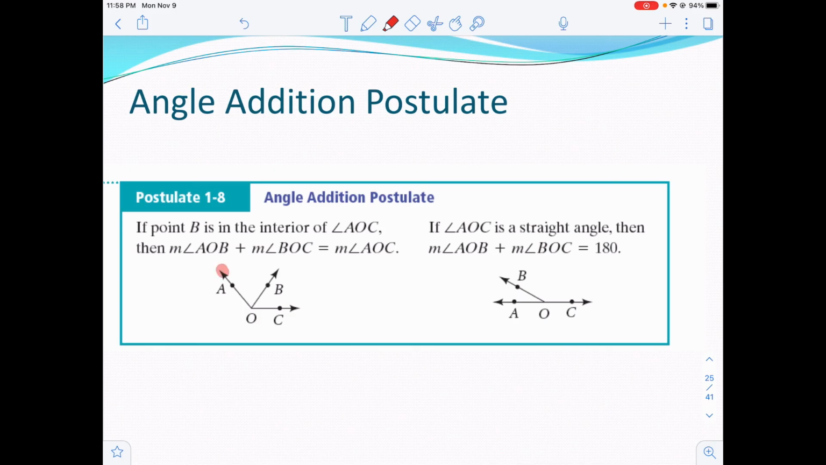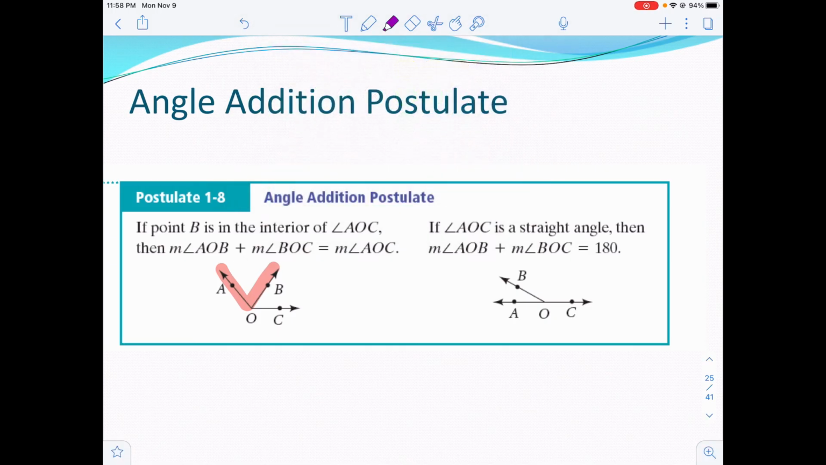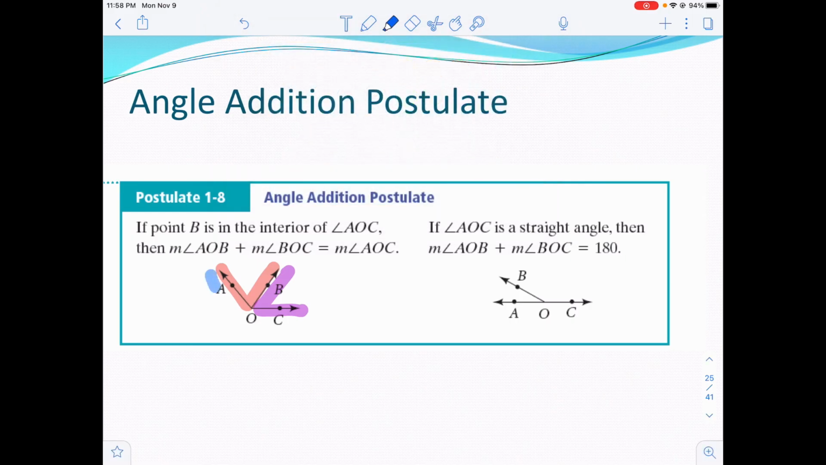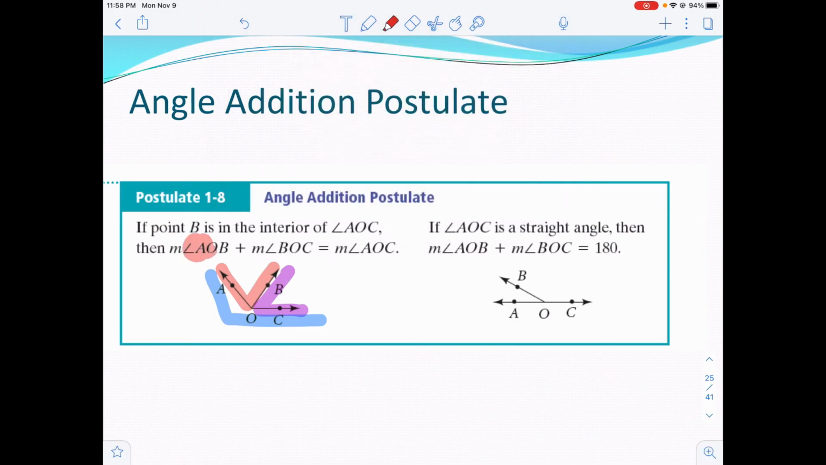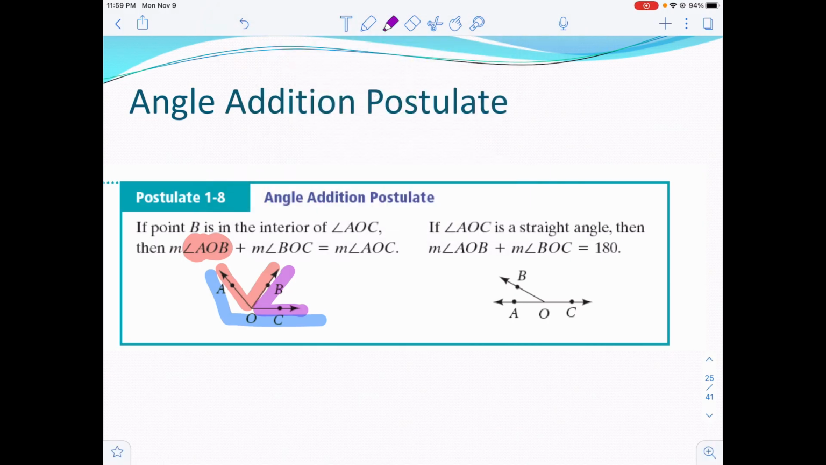I'm referring to angle AOB plus angle BOC is equal to angle AOC. So once again, I'll say angle AOB plus the other small angle, which is angle BOC, is equal to the large angle, which is angle AOC.